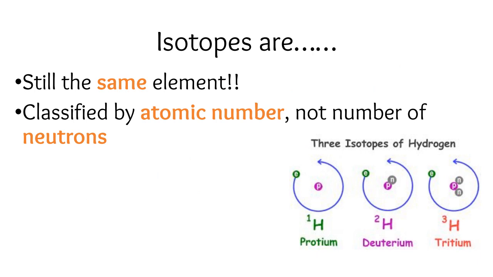The most important thing about isotopes is that they're still the same element. Remember, they're classified by atomic number, which is your number of protons, not our number of neutrons. Our number of neutrons is only going to affect atomic mass. So it's not going to change what element we're talking about. It's just going to change its mass.